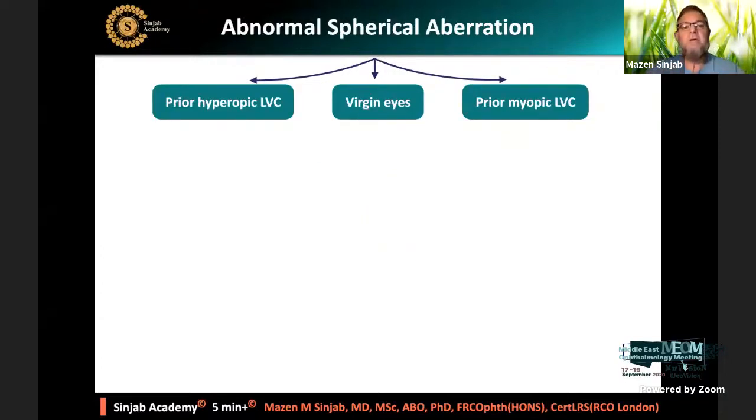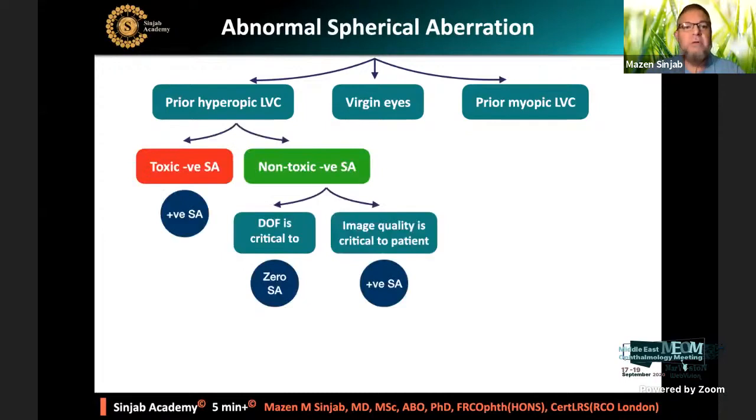We come to this one, which is abnormal RMS, but on account of spherical aberration. In this case, either the patient has prior hypermetropic laser vision correction, or prior myopic laser vision correction, or maybe the eyes are virgin and not operated. If we start with a prior hyperopic laser vision correction, we have to remember that the spherical aberration in this case is negative, as I showed you before. So either it is toxic negative spherical aberration, in which case we have to neutralize it by a positive spherical aberration IOL in order to push it to be non-toxic.